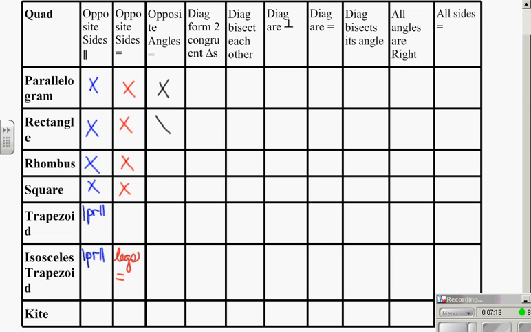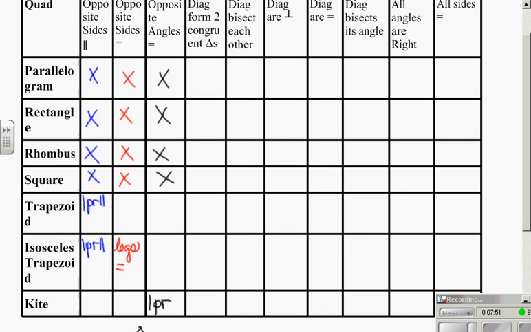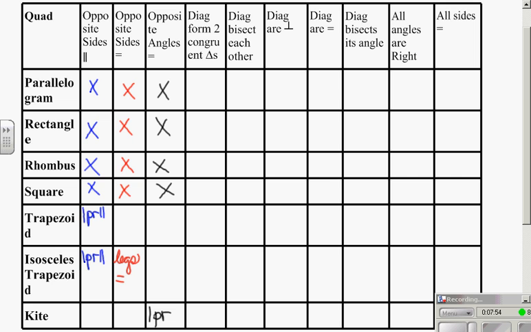When we talk about opposite angles being equal, again, all of my parallelograms have opposite angles equal. None of my trapezoids have opposite angles equal. And my kite has one pair equal. And to just draw you a quick picture of a kite, the pair that's equal is the pair between the non-equal sides. That is the set of angles that are equal in a kite. We'll talk more about kites in another day or so.